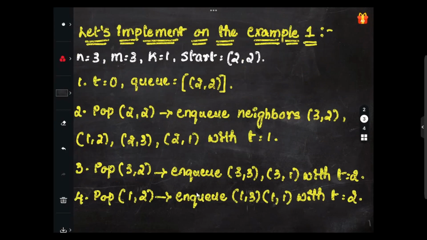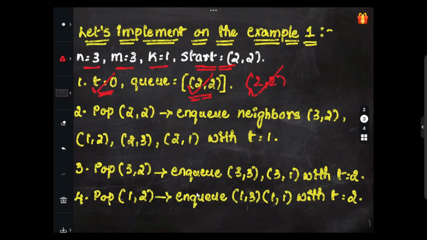So now let's implement the same thing on example 1. We have been given n equals 3, m equals 3, k equals 1, and start we have been given 2 comma 2. This is the first example that we consider. Initially t will be 0 and q will be 2 comma 2. We'll be considering start 2 comma 2 as well. Initially in the queue, as we are going with the BFS, it will be 2 comma 2, and t is 0.